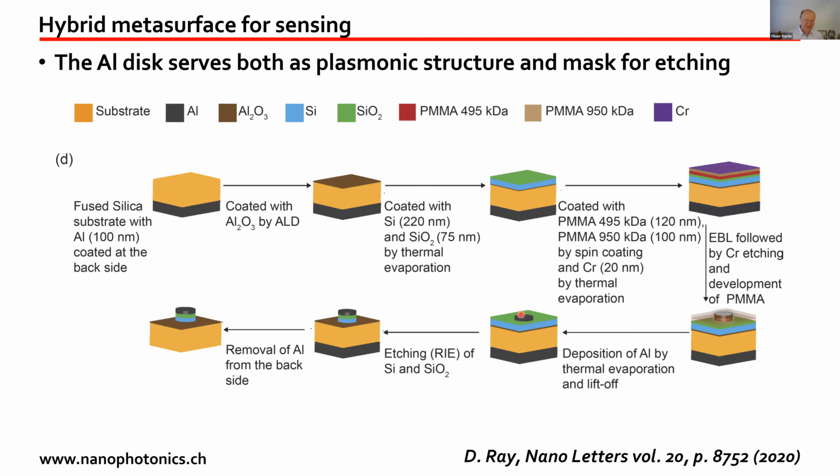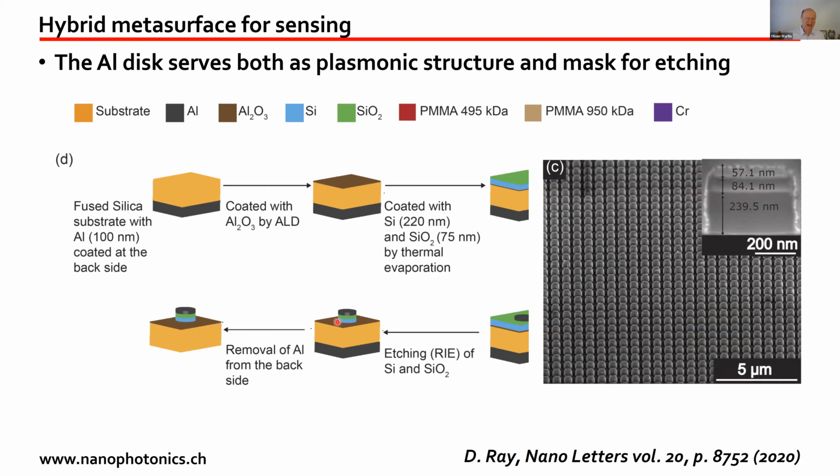And in the next step, we use this aluminum disc as a mask to etch away the silicon and the glass material. And here we could do reactive ion etching because that works for silicon and SiO2. And we define the structure like this. So if you want, the aluminum structure works both as the mask during the fabrication, but also as the plasmonic structure that we will need in the end for the resonance of our system.